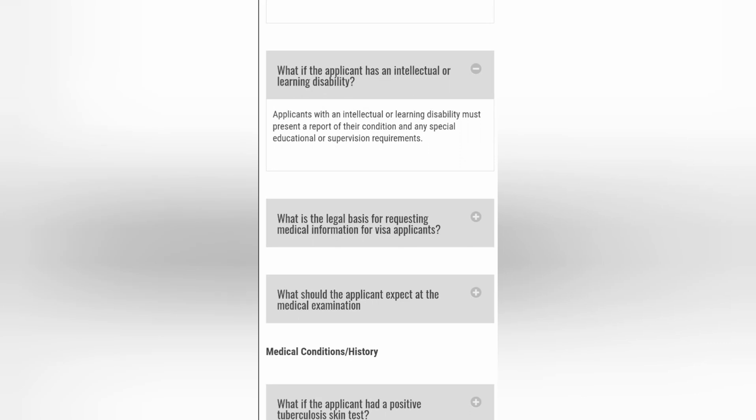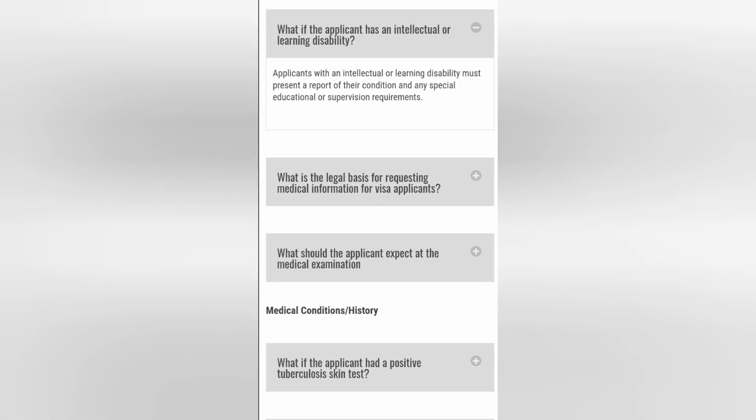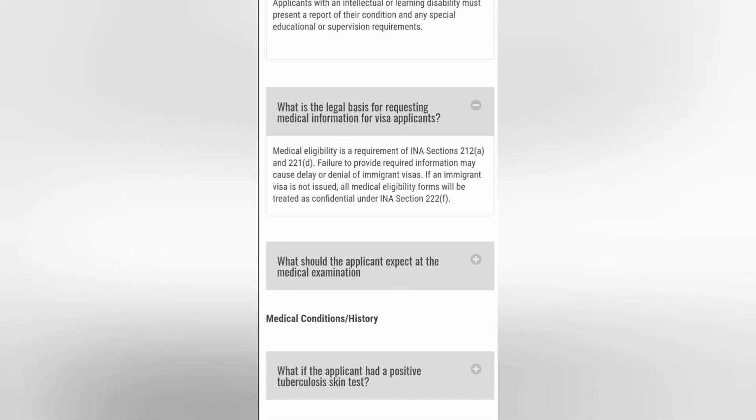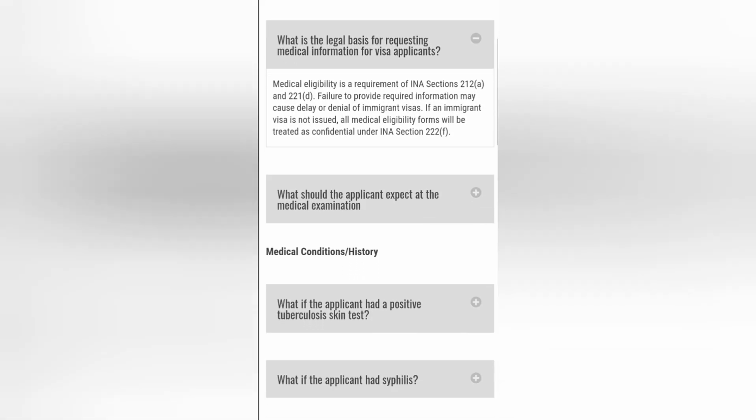The next question is, what is the legal basis for requesting medical information for visa applicants? So the legal basis, the medical eligibility requirements under Immigration and Nationality Act sections 212(a) and 221(d). Failure to provide required information may cause delay or denial of immigrant visas. If an immigrant visa is not issued, all medical eligibility forms will be treated as confidential under the Immigration and Nationality Act section 222(f). So this is what happens when you don't provide the required medical documentation.